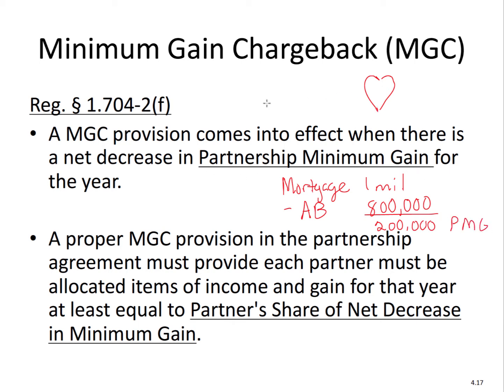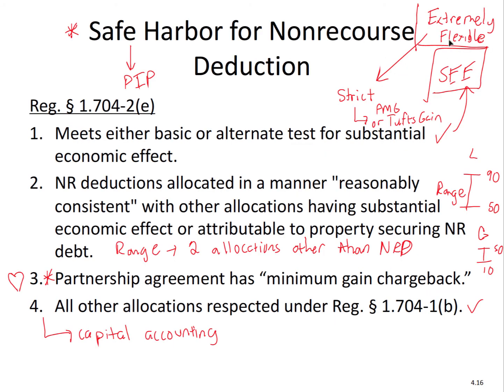So the minimum gain chargeback provision says again that you're allowed to have the flexibility of the non-recourse deductions for these partners. So again, the partnership owns the property under non-recourse terms. The partners can be allocated any way the partnership sees fit in the partnership agreement, as long as it's reasonably consistent, right? That's the idea, and you meet the alternate or basic test, which shouldn't be too hard to meet.